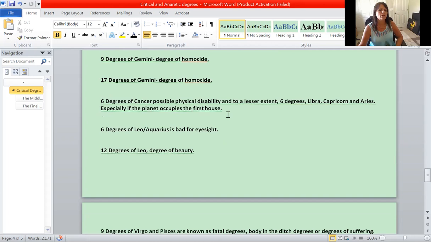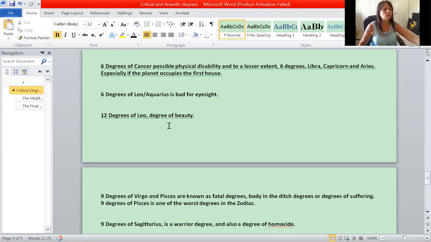6 degrees of Cancer, possible physical disability, and to a lesser extent, 6 degrees of Libra, Capricorn, and Aries. So 6 degrees of the cardinal signs, especially if the planet occupies the first house. 6 degrees of Leo or Aquarius is bad for eyesight. Now I'm wondering how much orb is within this, if it's right on or if it's, I would imagine it's right on exactly.